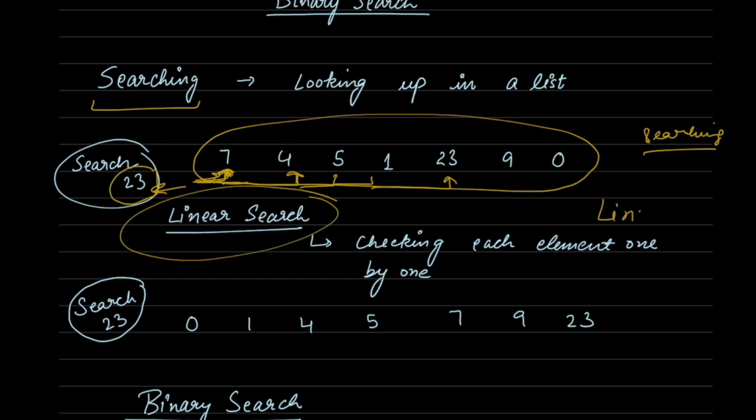This is called linear search, where we are checking each and every element one by one, starting from one end of the array till the end. So we are linearly parsing the array and searching for the element that we are looking for.